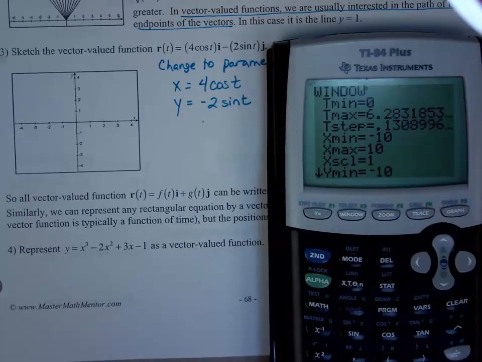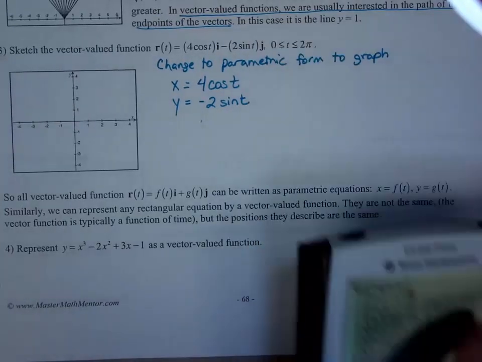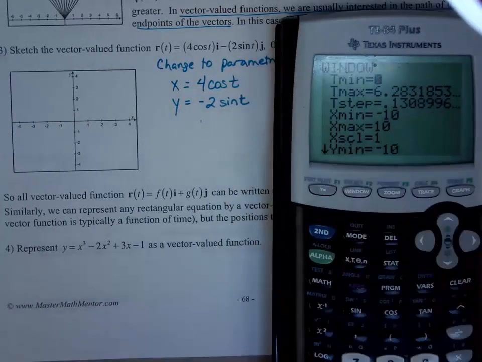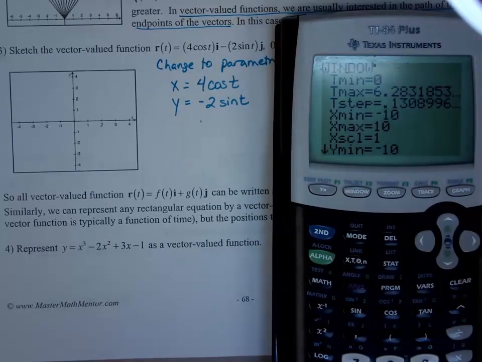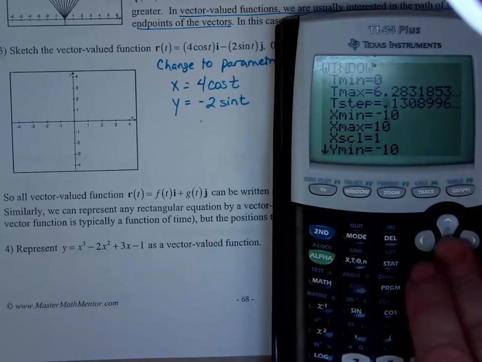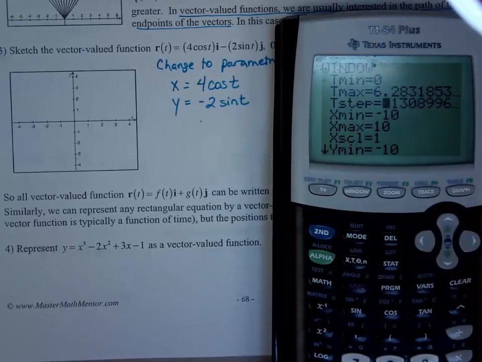Now, the paper says t is supposed to be between 0 and 2 pi. So it needs to be 0 to 6.28. Is that what your calculator says? Okay, we didn't change it to anything else, so we're good there. Your t step is just 0.13, or you can just put 0.1, which will do the same thing.